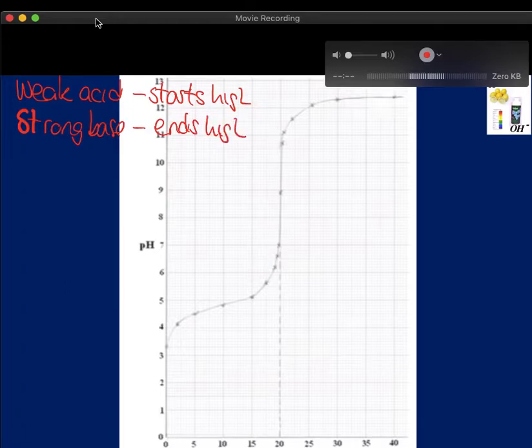So we said our magic numbers. Now this was one you had to plot from data, but here we go: 3, 7, 10, 13. So for a weak acid and a strong base, these are the numbers that we are hitting in our curve. And I'm going to put in the methyl orange markings.